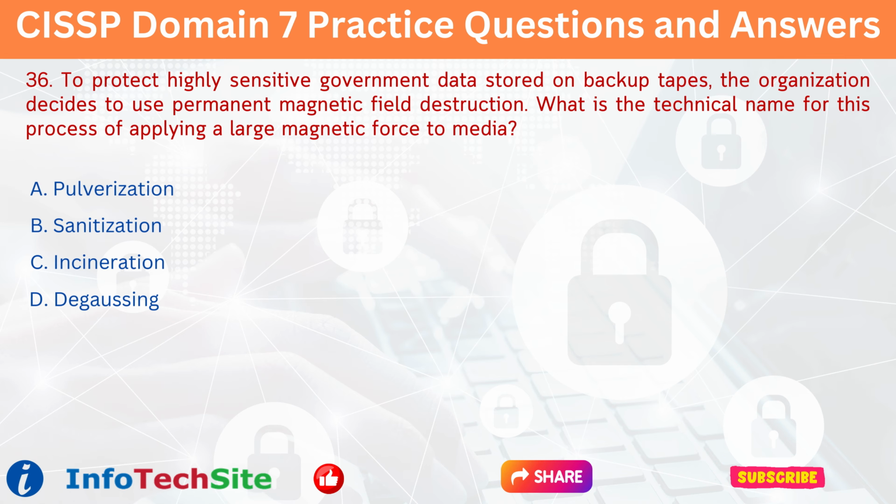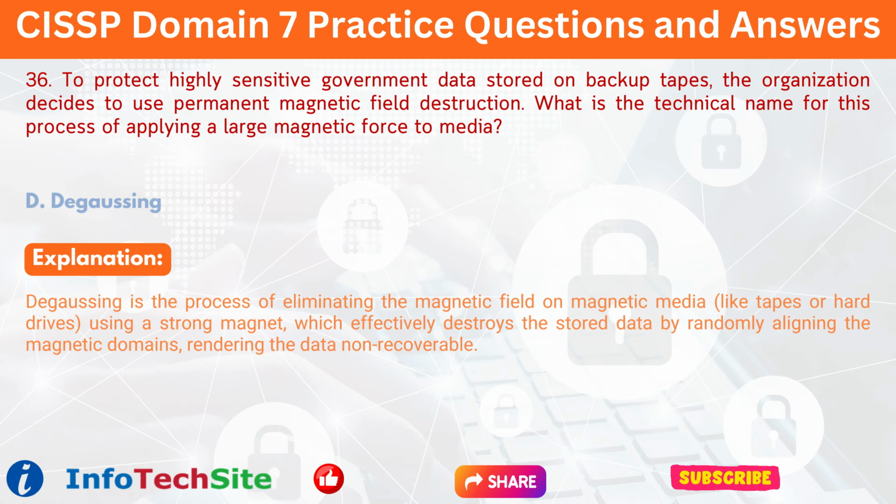36. To protect highly sensitive government data stored on backup tapes, the organization decides to use permanent magnetic field destruction. What is the technical name for this process of applying a large magnetic force to media? A. Pulverization. B. Sanitization. C. Incineration. D. Degaussing. The correct answer is D.